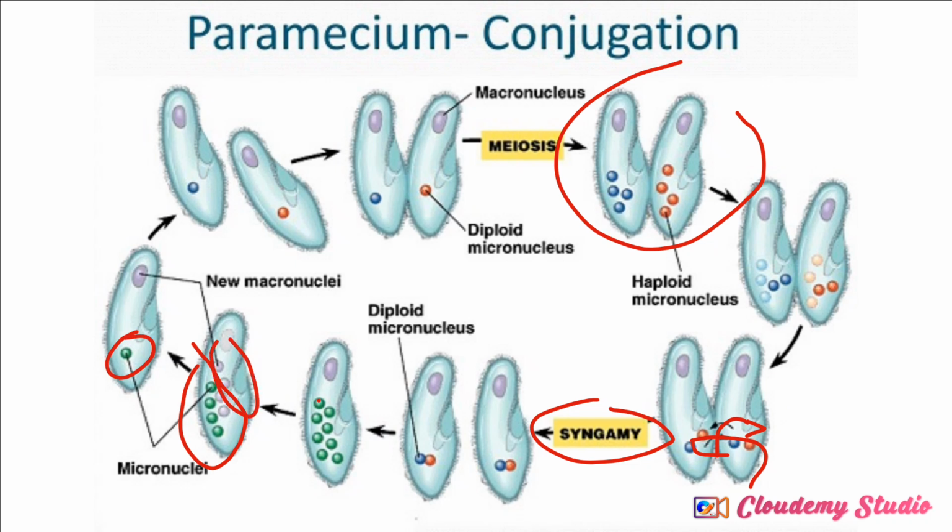And this is going to divide into what? Into two daughter paramecia. That is what? That is conjugation of what? Of paramecia. You understand? So that is that on paramecia.